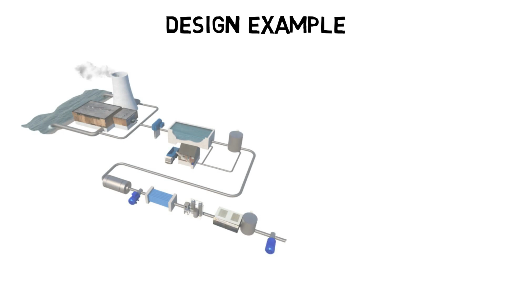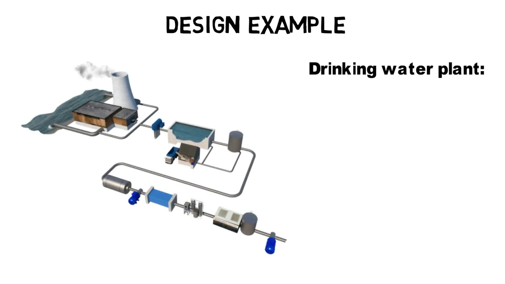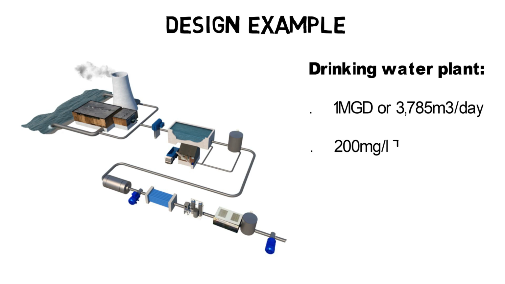To explain how tube settlers are designed, let's take a look at the following example. A drinking water plant has a monthly maximum flow of 1 mgd, or 3,785 cubic meters per day. The amount of total suspended solids entering the plant is 200 milligrams per litre, and the effluent permit requires 30 milligrams per litre.